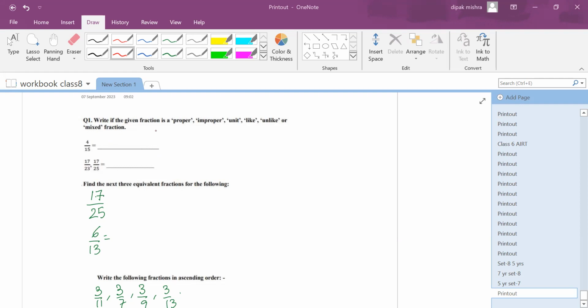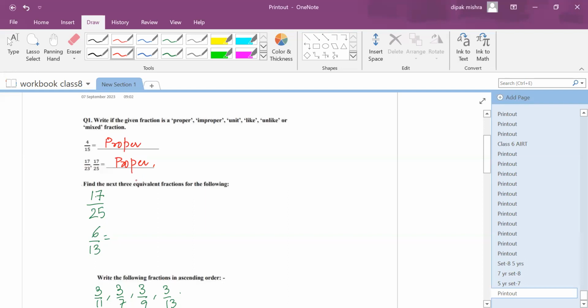Now, the first question is, write if the given fraction is a proper, improper, unit, like, unlike, or mixed fraction. If you see 4 over 15, 4 cannot be cancelled with 15, and the numerator is less than the denominator. So hence, it's a proper fraction. Okay. 17 by 23 and 17 by 25. If you see over here, 17 by 23 and 17 by 25, this also cannot be cancelled.